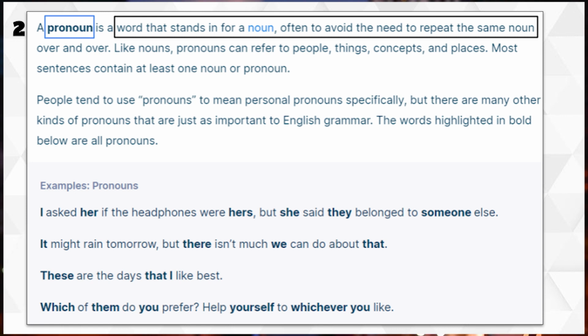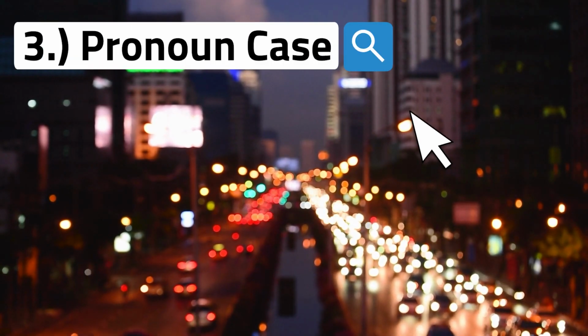So if you look at the examples at the bottom, "I asked her if the headphones were hers, but she said they belonged to someone else." All those words that are in bold would qualify as pronouns. The next sentence, "It might rain tomorrow, but there isn't much we can do about that." Same thing, if they're in bold, they're pronouns. Let's move to term number 3.